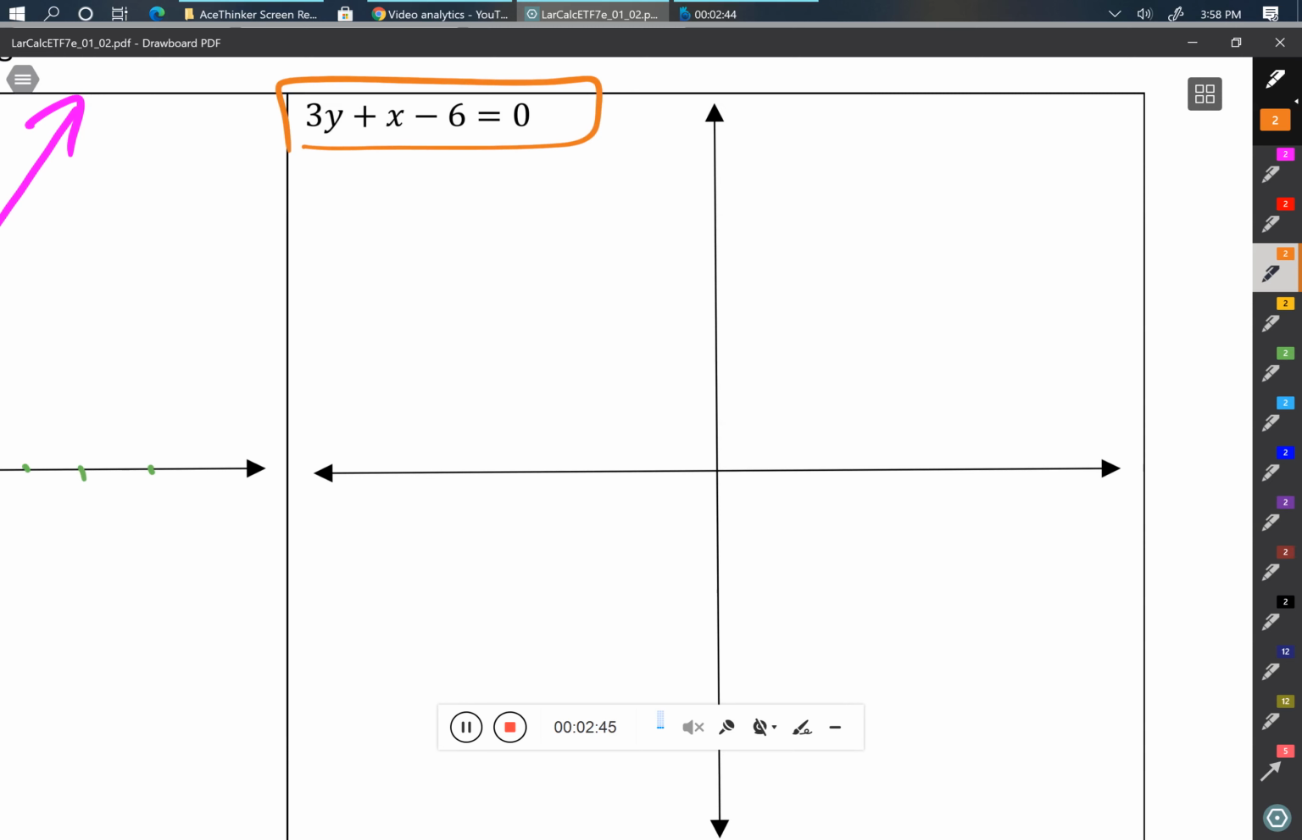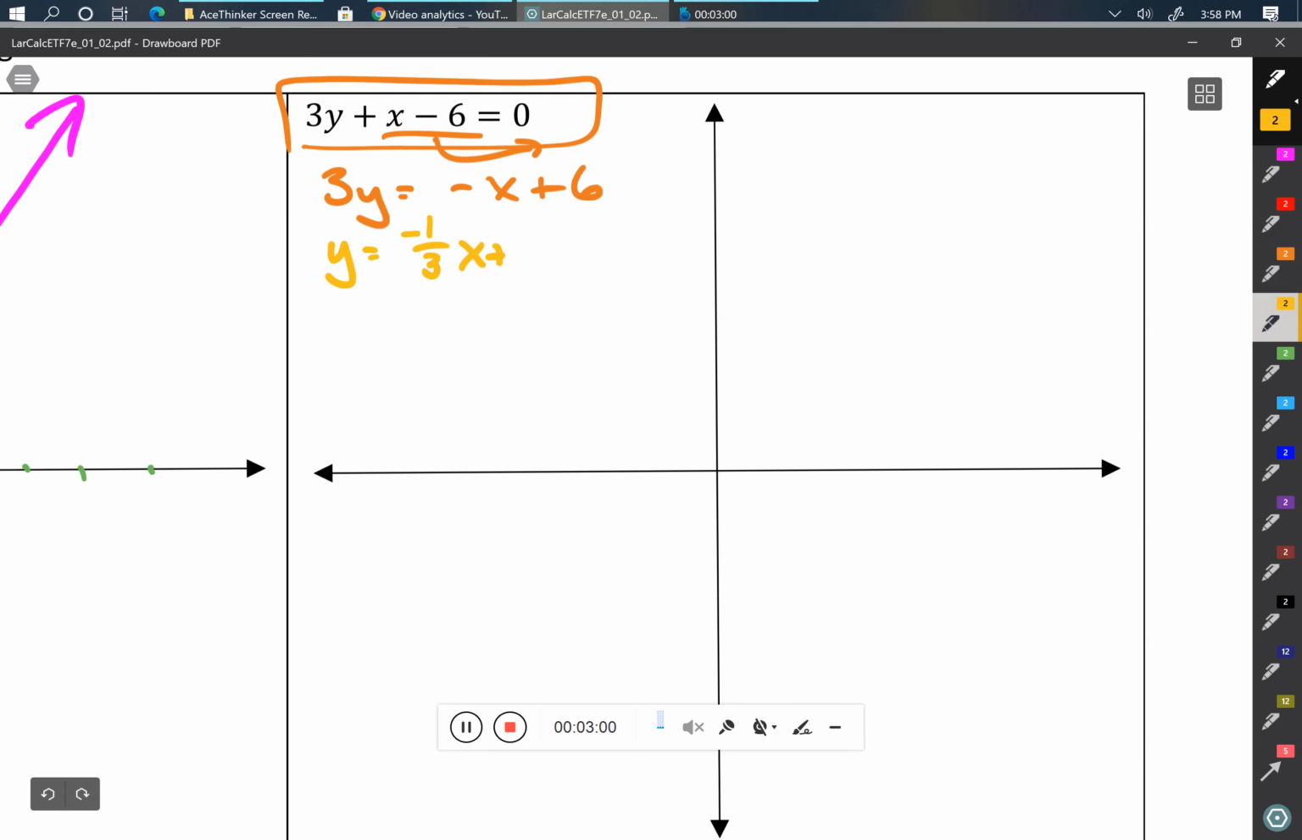Now, personally, I would do that, which means I would take these two and move them to the right-hand side, which would give me 3y is equal to negative x plus 6. I'd divide through by 3, and I would get that y is equal to negative 1/3 x plus 2. And now I've got my slope. I've got my y-intercept, and I can go from there.